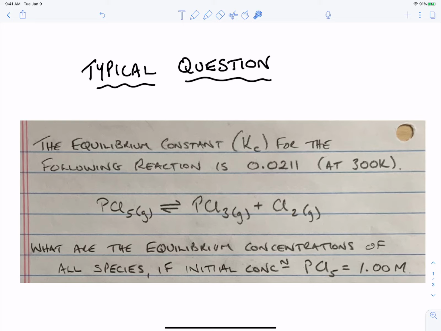And the question is, what are the equilibrium concentrations of all of the species if the initial concentration of PCl5 was 1.00 molar? And so anytime you get a question that is talking about equilibrium concentrations and how to calculate them, the first thing you want to do is think about the fact that you need to be able to draw an ICE table for this reaction.